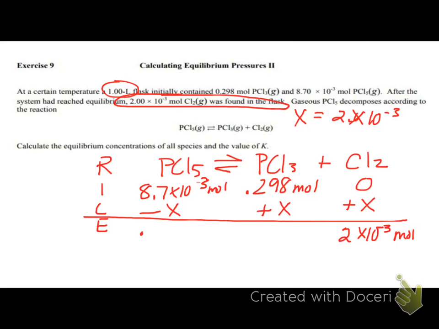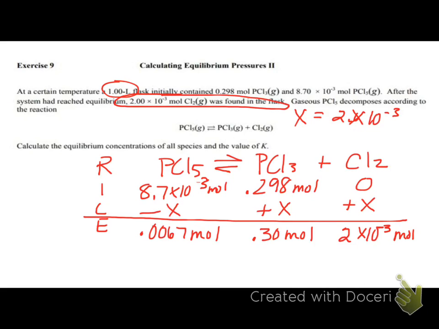I don't have that. I did it backwards. I did something wrong. So 0.298. Plus 0.002. Right? So that's going to be 0.3 moles. And then over here, we're going to have 8.7 minus 2 is going to be 0.0067.